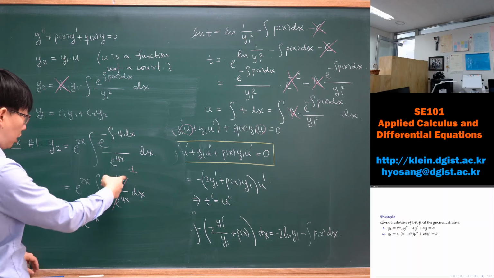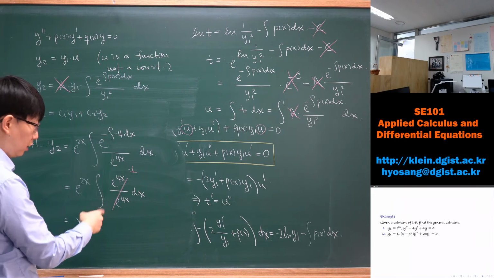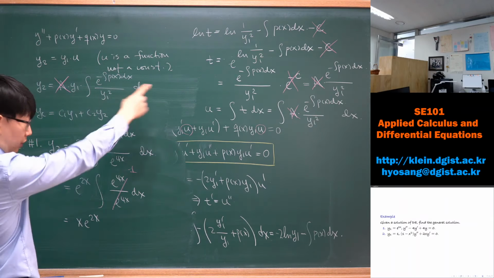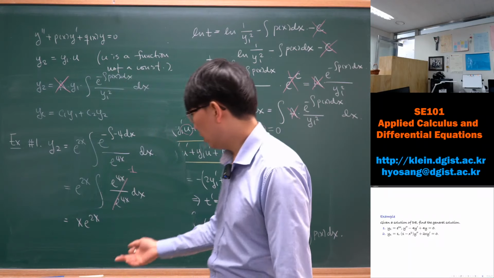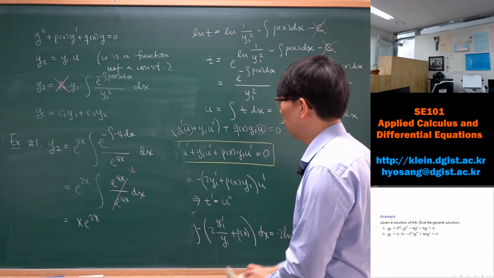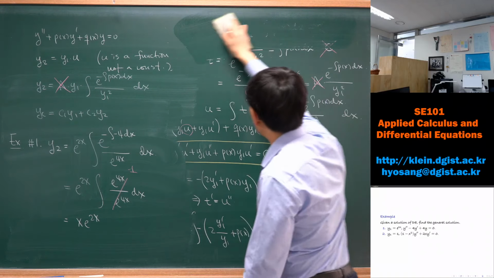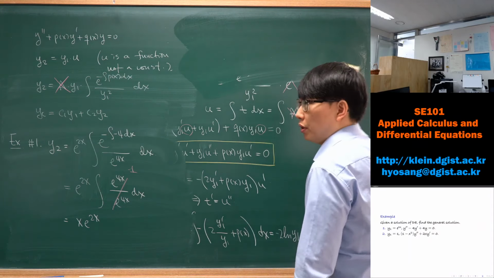So I didn't put the constant c anywhere in the indefinite integral because of this argument. So this is the second solution. You can check why this is a second solution by simply plugging it into the differential equation. And let's look at the second one.